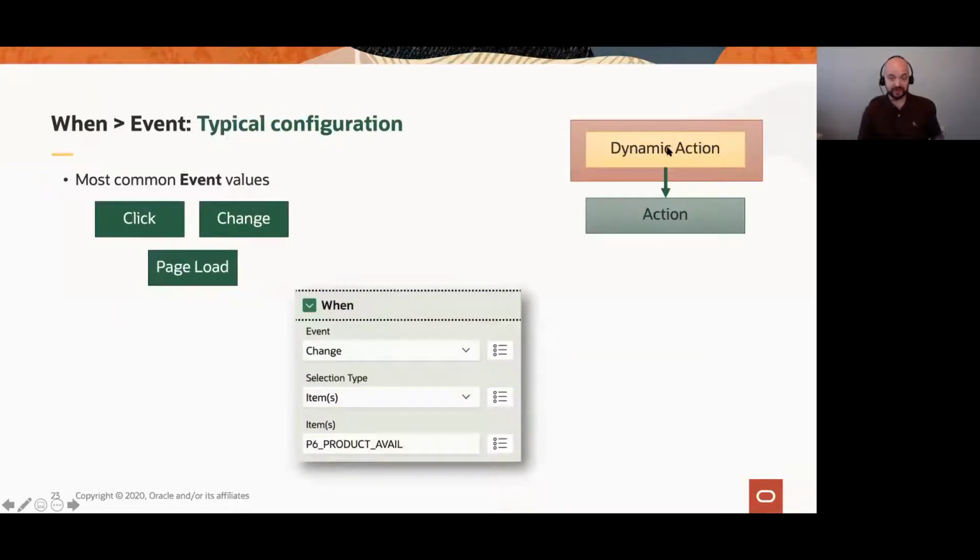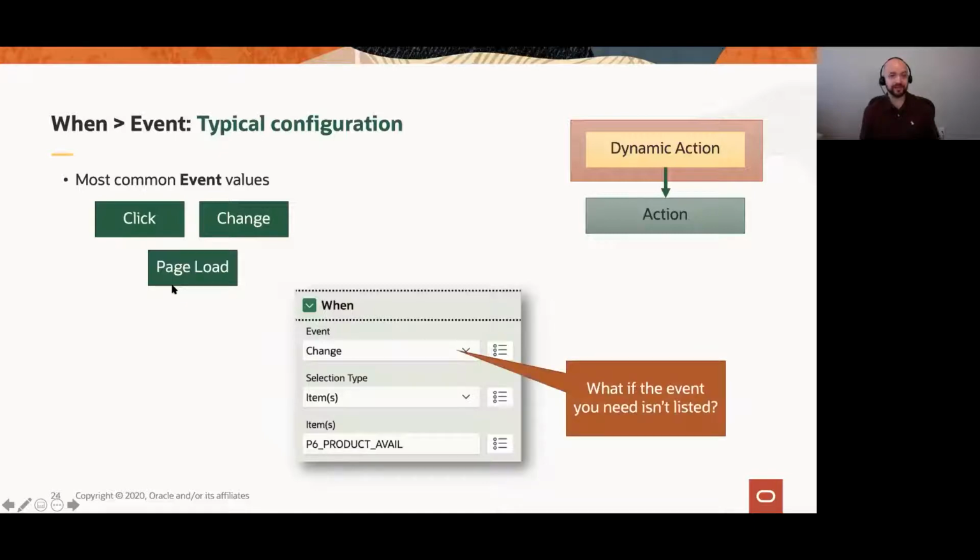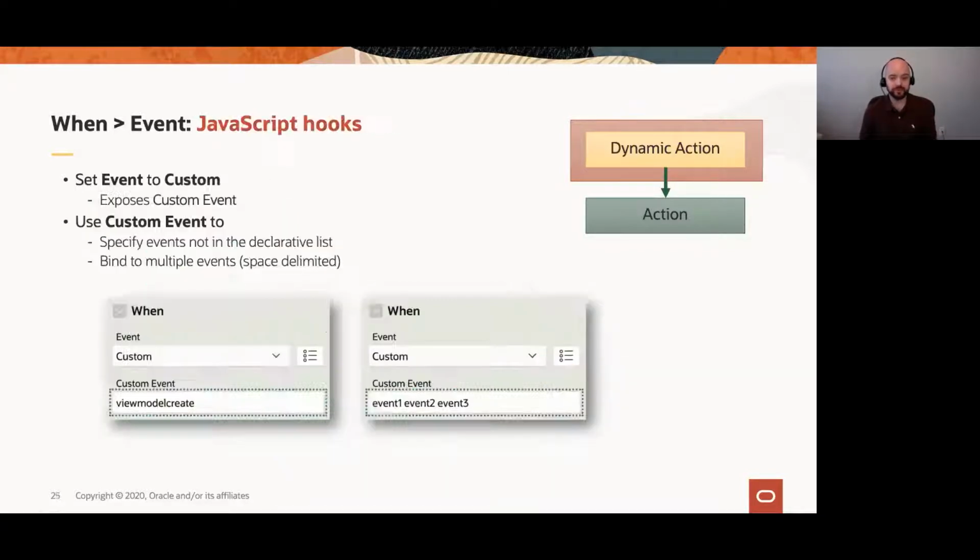So we're starting here at the parent level, and we're looking at the event. Now, normally when people are creating dynamic actions, the most common events they're going to use are click, change, and page load, right? Well, that's nice, but what if the event that you want to work with is not in that declarative list of event names? Well, no problem. You select custom, it exposes a custom event field. You can type in the name of any event that you want. A lot of people don't know this. You can actually do a space delimited list of event names and actually bind to multiple events at once.